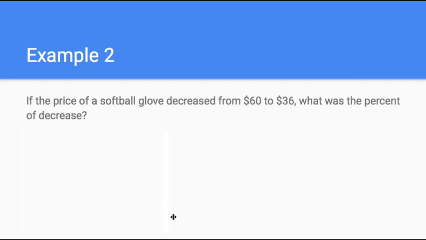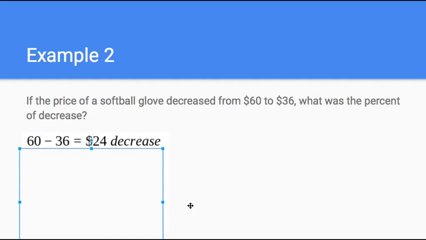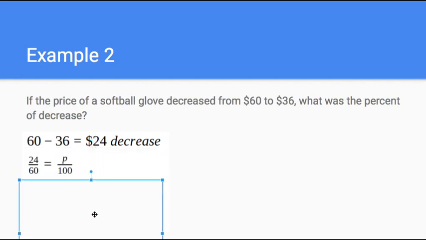Okay, example number 2. If the price of a softball glove decreased from $60 to $36, what was the percent of decrease? So again, I find the difference. 60 minus 36 is $24. So it's decreasing by $24. Now I put the change over the original. 24 over 60 is equal to P over 100.